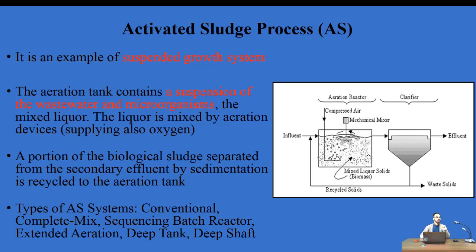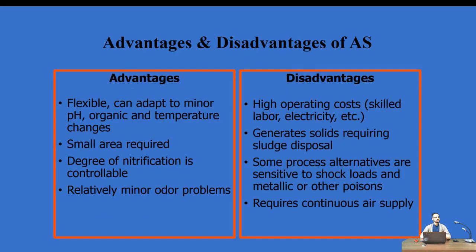The most commonly used types of activated sludge systems are the complete mix reactor, sequencing batch reactor, extended aeration, deep tank, and deep shaft. The advantages and disadvantages of activated sludge could be summarized in this slide. The advantages: it is flexible. This technique is flexible and can adapt to minor pH, organic, and temperature changes.